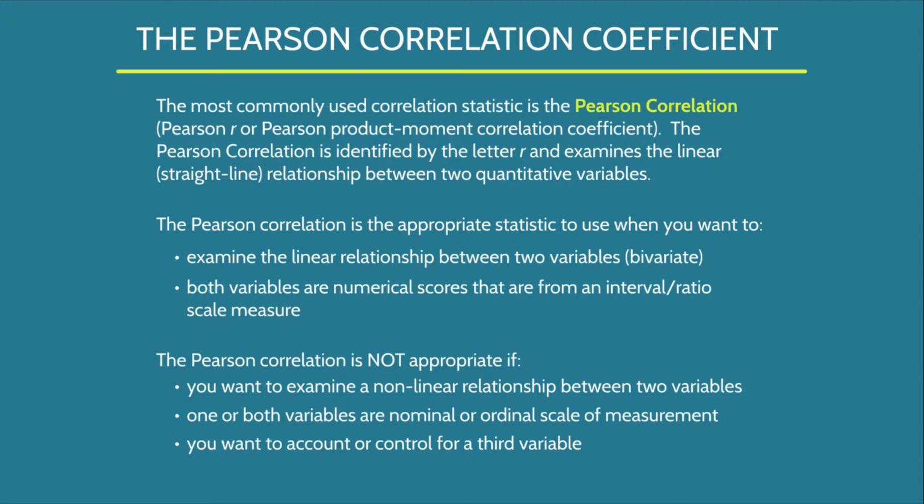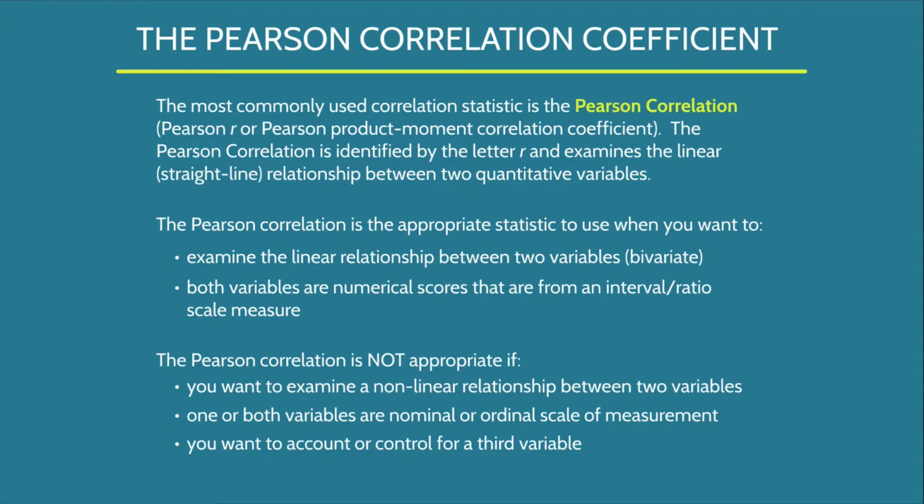The Pearson correlation coefficient. The most commonly used correlation statistic is the Pearson correlation, also known as Pearson R or the Pearson product moment correlation coefficient. The Pearson correlation is identified by the letter R and examines the linear or straight line relationship between two quantitative variables. The Pearson correlation is the appropriate statistic to use when you want to examine the linear relationship between two variables, or what's known as a bivariate relationship, and when both variables are numerical scores from an interval ratio scale of measurement.